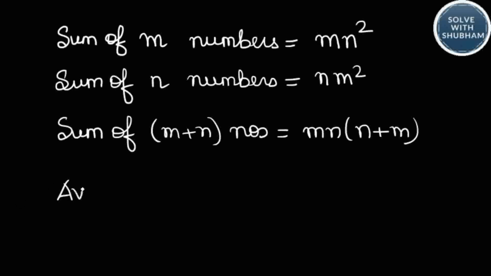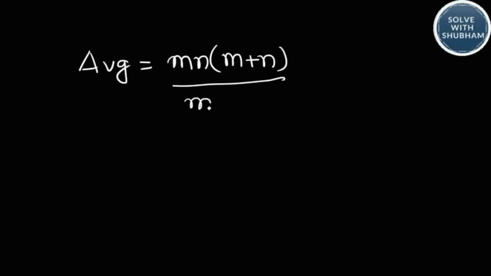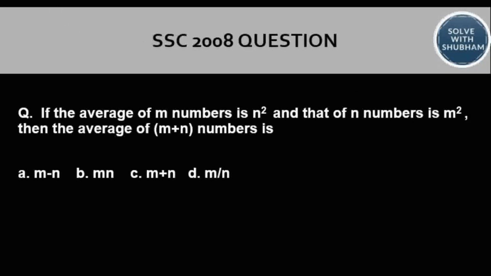You are looking at average. Average is sum by total number of observations. So your average would be mn is common, m plus n, total number of observations, m plus n. So your answer would be m into n. So our answer would be option number B, m into n.